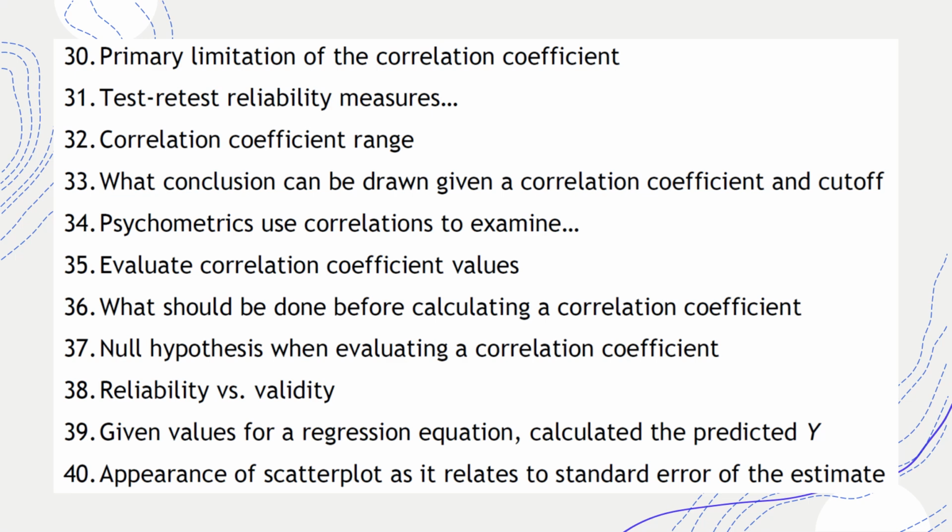Let's see, 32, correlation coefficient range. So what are the values run between? Okay. -1 and +1, right? Yeah.